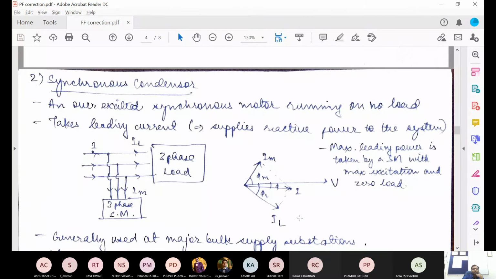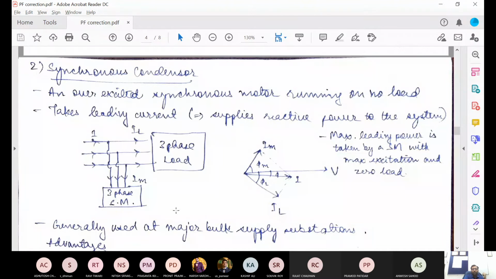So whatever is the maximum excitation possible, considering the thermal limit of the machine, because if you recall earlier, the limiting value is always the thermal limit, either for the field circuit or for the armature circuit. With respect to that thermal limit, if we can run the synchronous motor with the maximum possible excitation and zero load, then it will draw the maximum leading power, and accordingly the maximum improvement in power factor will result from that.